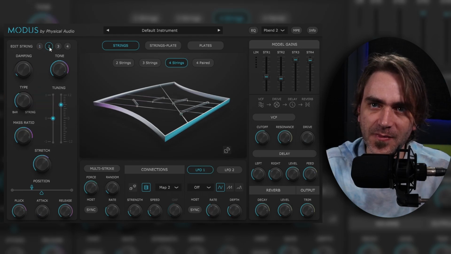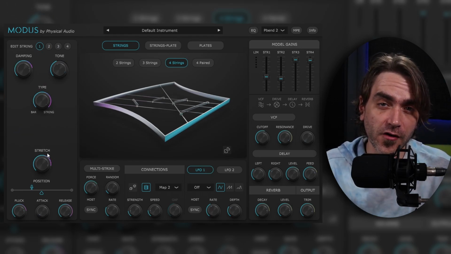So the stretch parameter basically governs how the harmonics are stretched over the frequency spectrum.